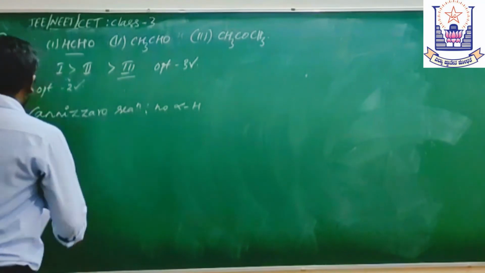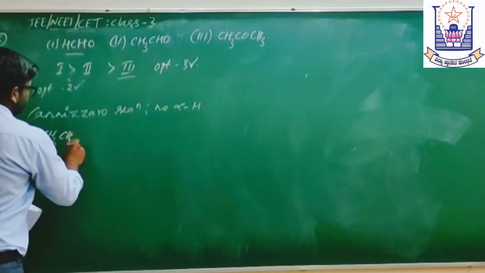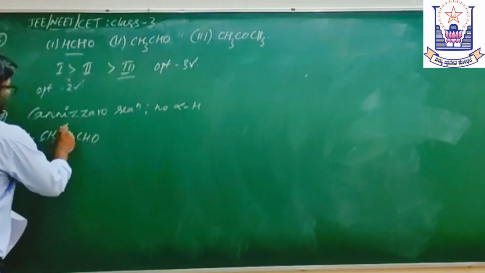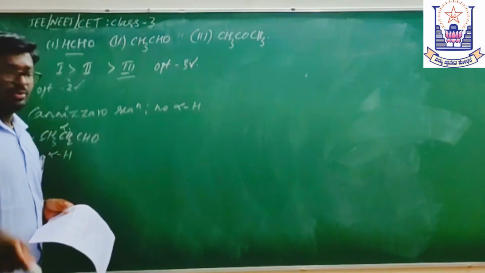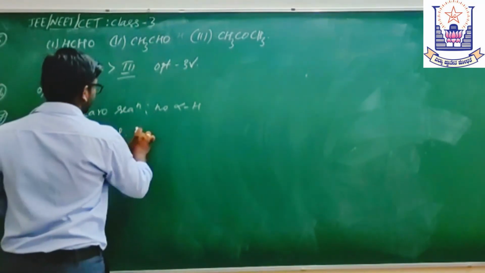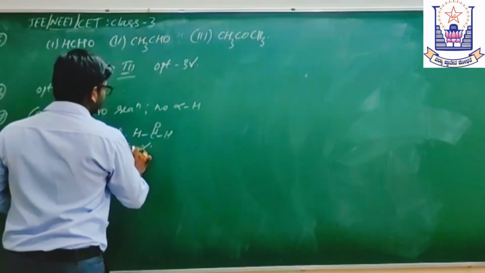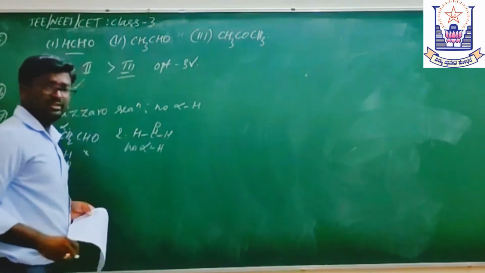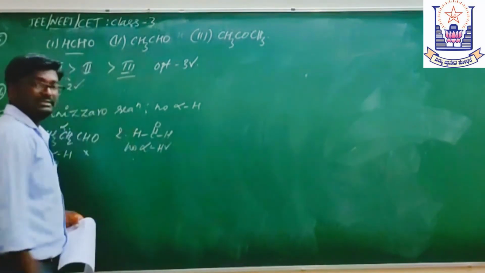Option 1 is CH3CH2CHO. This has an alpha carbon having alpha hydrogen, so it cannot undergo the Cannizzaro reaction. The second one is HCHO. There is no alpha carbon, no alpha hydrogen. Therefore, it undergoes the Cannizzaro reaction, and option 2 is the right answer.